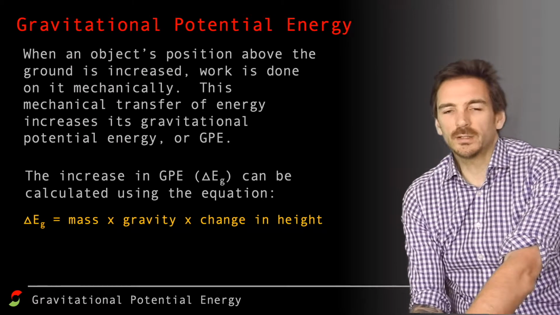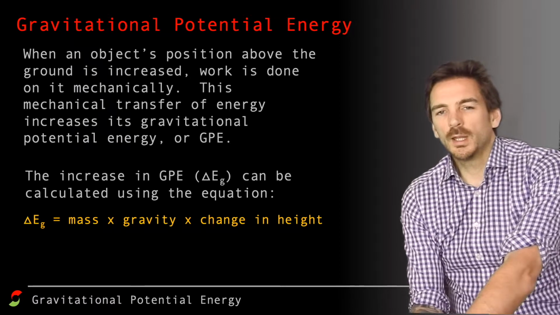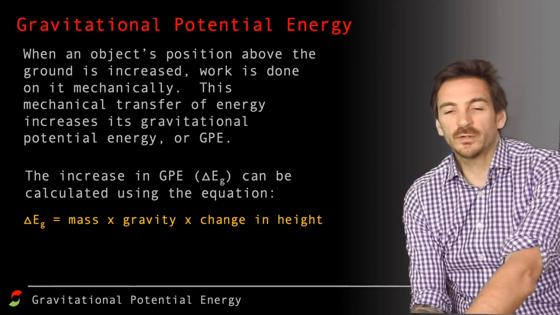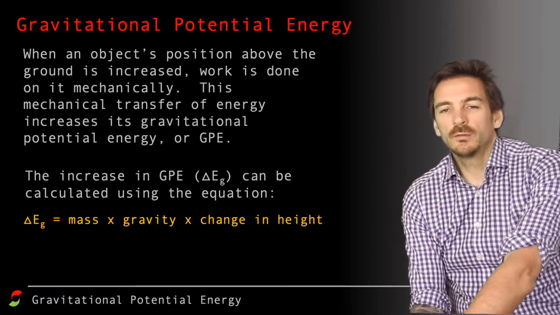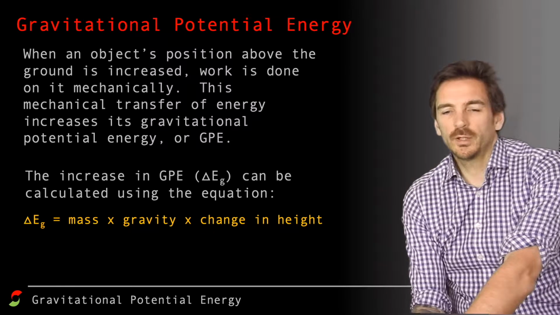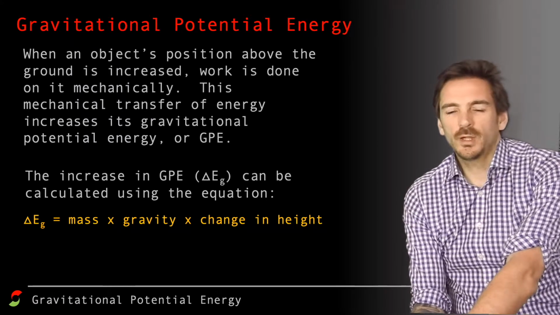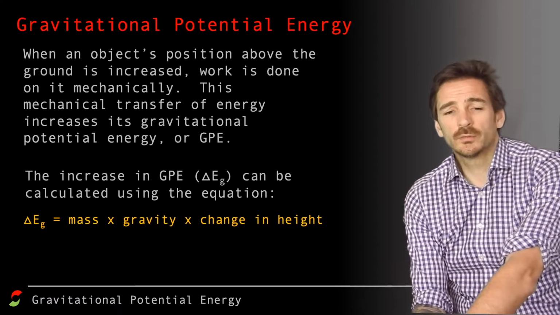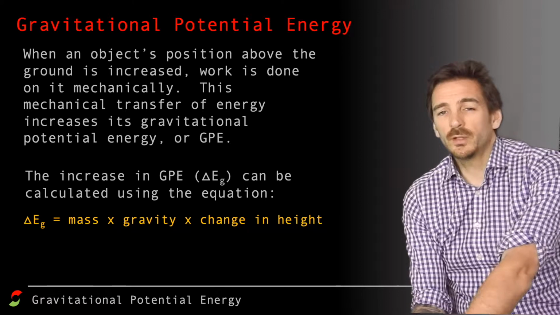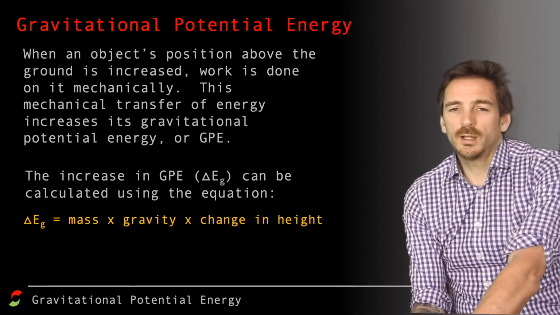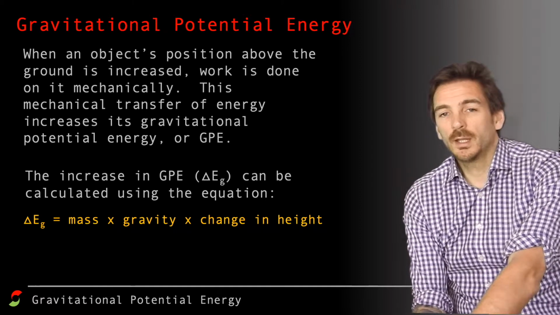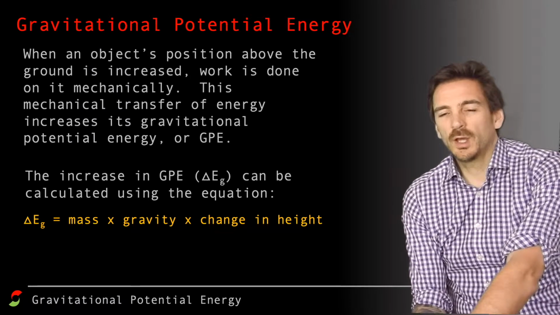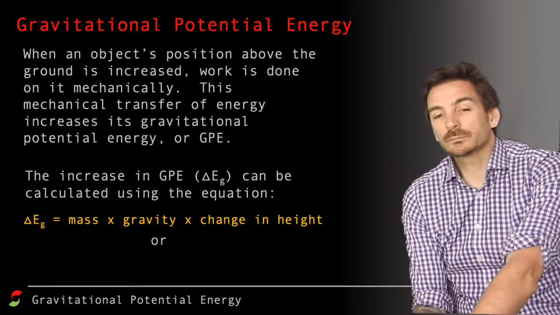So the delta there, we're going to use that symbol to signify that there is a change. So delta Eg at the beginning of that equation just means change in gravitational potential energy, and that is equal to mass times gravity times height. Now the units here are very, very important. If gravitational potential energy is to be measured in joules, then mass must be in kilograms, gravity is going to be given to you in newtons per kilogram, and height must be in meters.